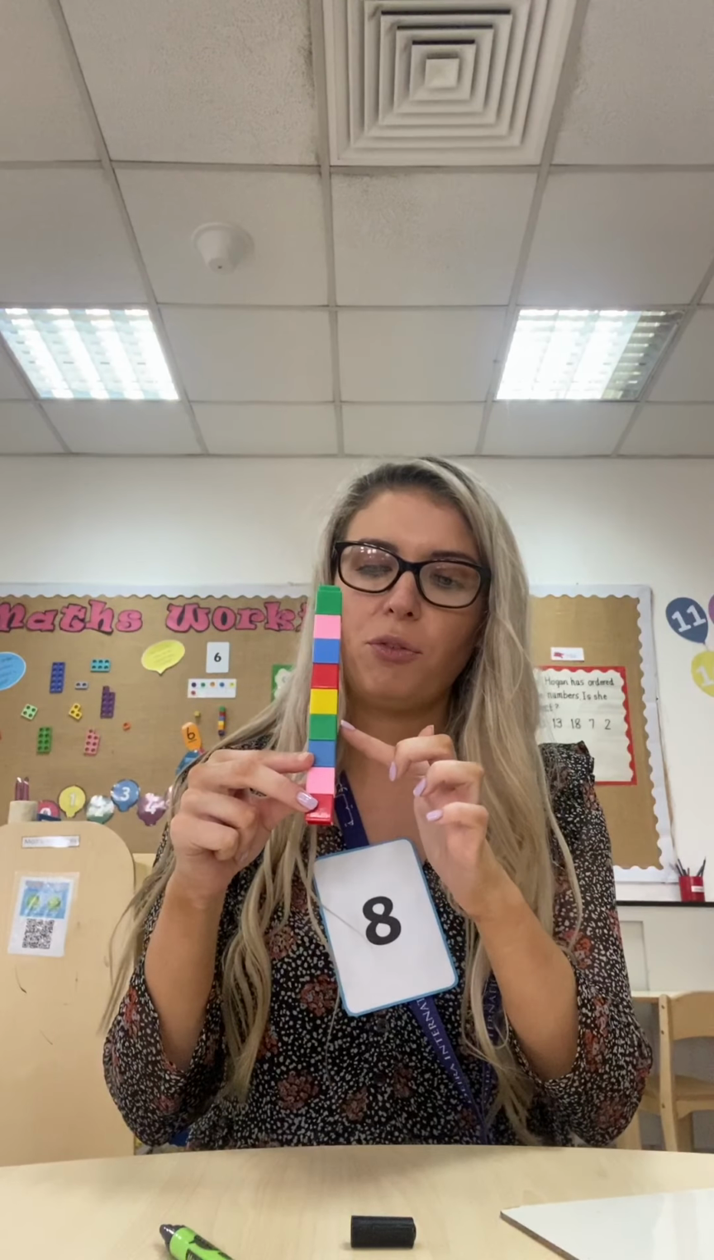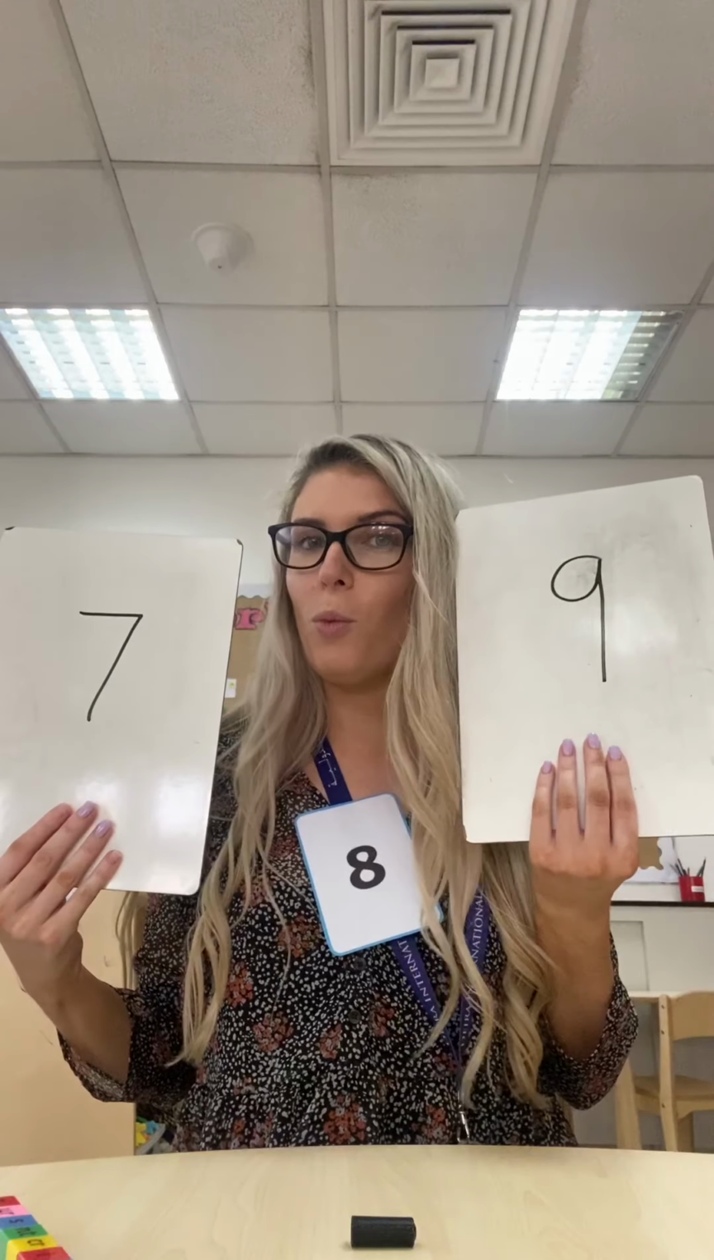Now I've added 1 more cube to my tower of 8. Let's count to see what 1 more than 8 is. 1, 2, 3, 4, 5, 6, 7, 8, 9. Super. So I know that 9 is 1 more than 8. So now on my whiteboards, just like the robots, we have our number 8. 1 less than 8 is 7. 1 more than 8 is 9.